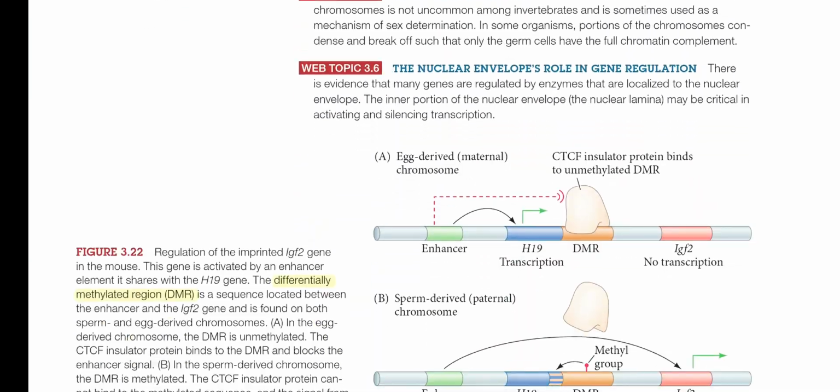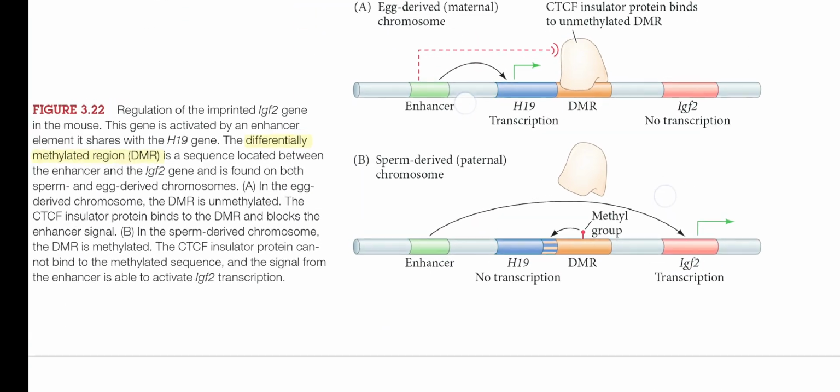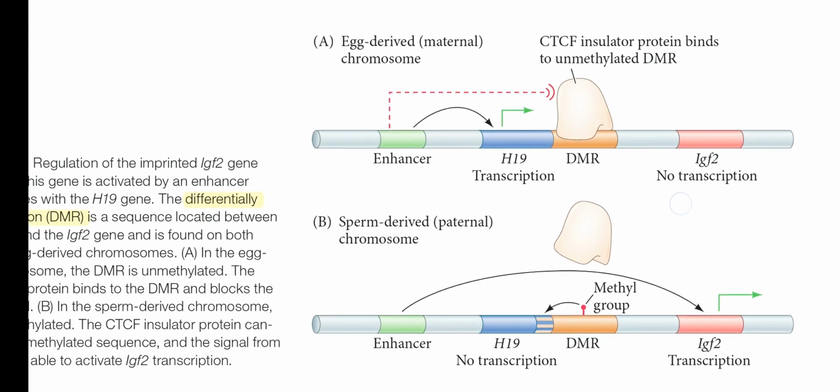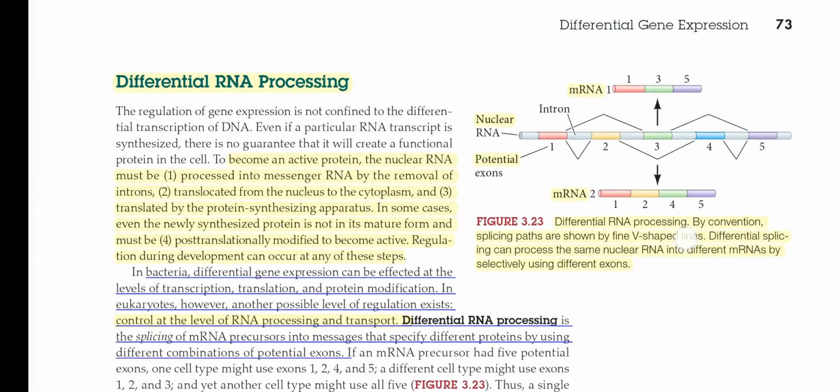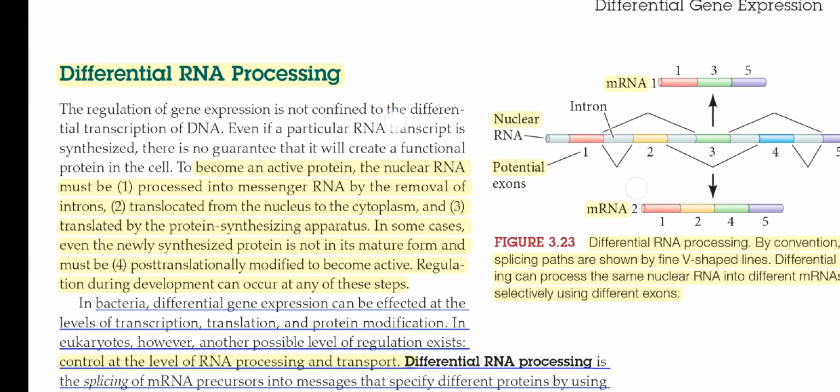Then here in this picture the methyl group you can see is preventing the transcription machinery from moving around and causing gene expression. Okay, differential RNA processing we'll talk about in the next video.